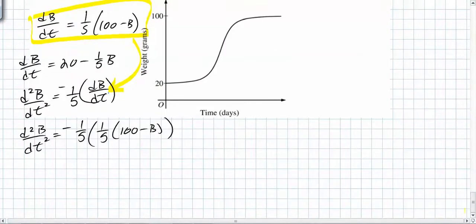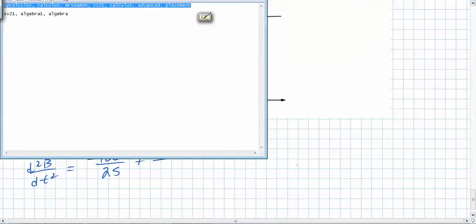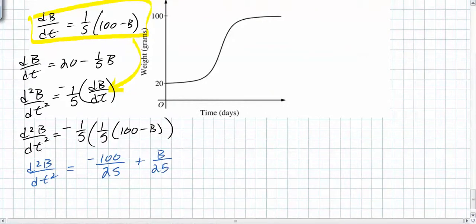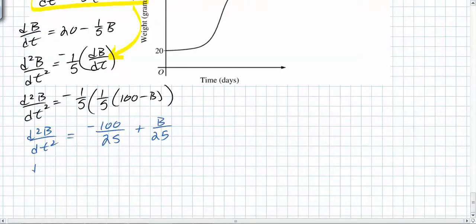Okay, are we good so far? So could we keep going here? Sure. We can simplify it a little bit more if we want to. So what does that equal? Negative 100 over 25 plus B over 25. So d squared B over dt squared is equal to 1/25 times (B minus what?)